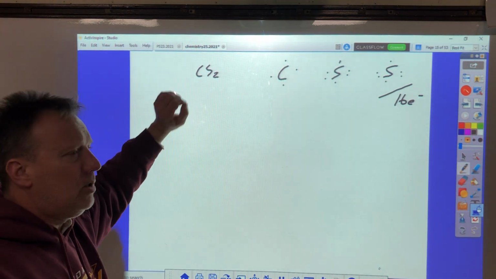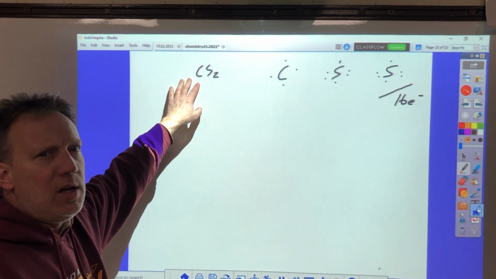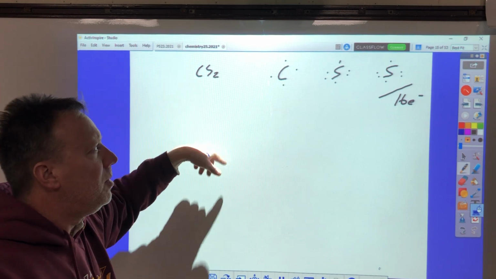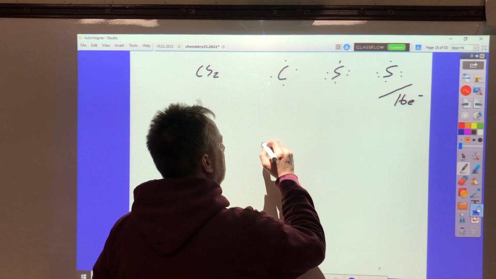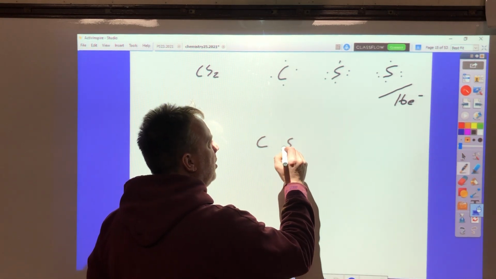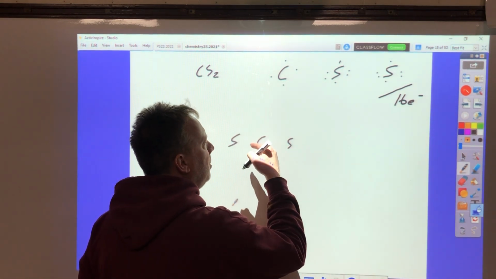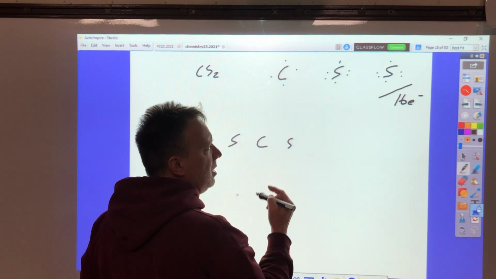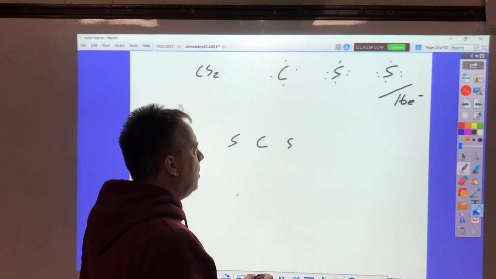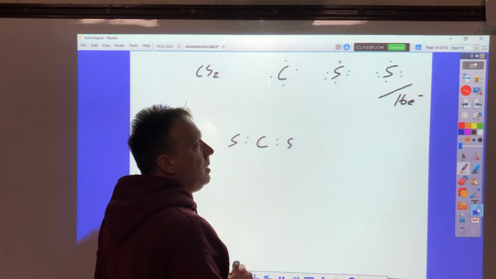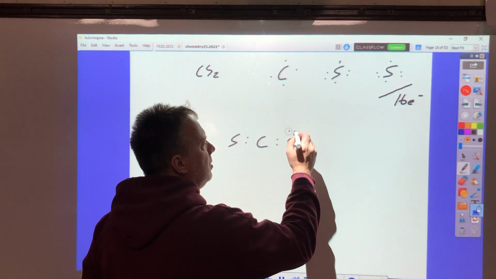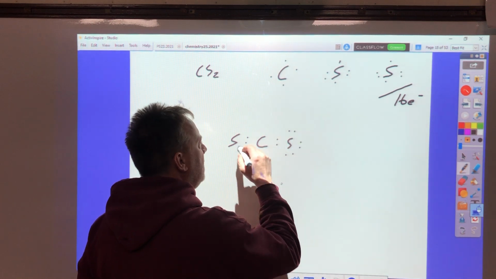It is carbon disulfide. It's kind of a lot like carbon dioxide because sulfur's in the same family as oxygen. So we could put carbon in the center and put a sulfur on either side. You can put it top and below. You can even put them at 90 degrees. Weird, but it can work. Put the shared pair in. Give everybody 8.